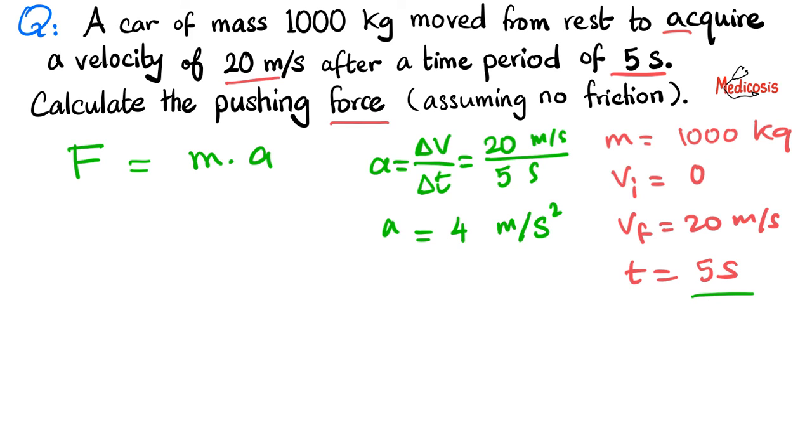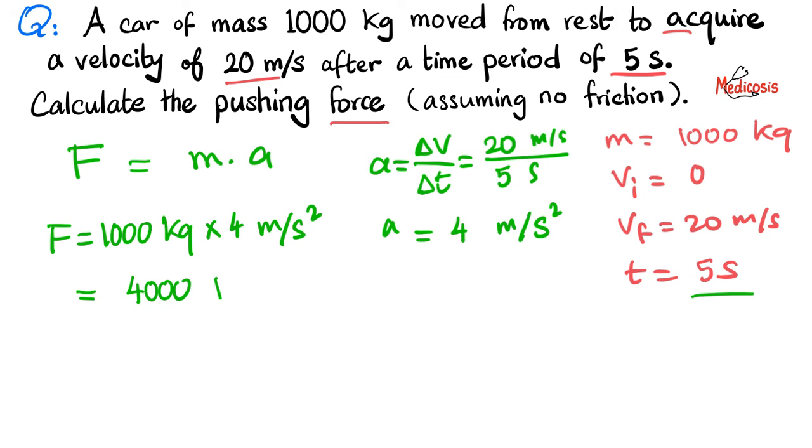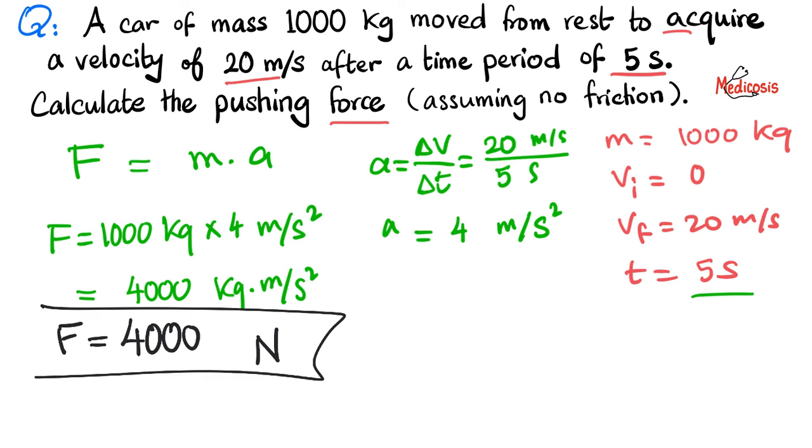This is my acceleration. So force equals, what's the mass? 1,000 kilograms. And what's the acceleration? 4 meters per second squared. 1,000 times 4 is 4,000 kilograms times meter per second squared. And remember that kilograms times meter per second squared is the same exact thing as Newton. So the pushing force is 4,000 Newton, and this is my final answer.